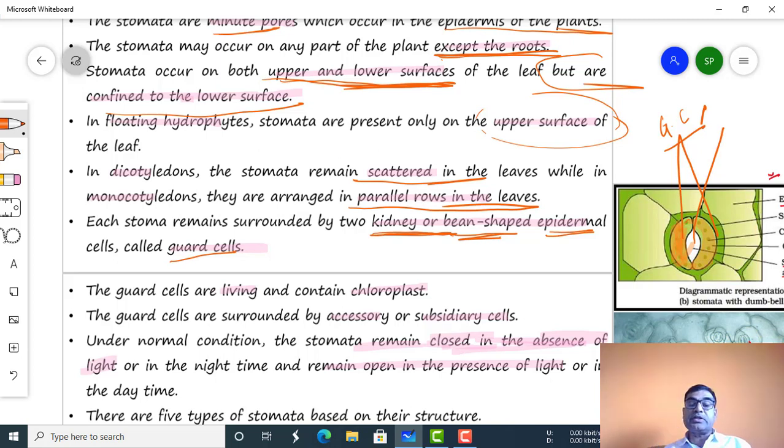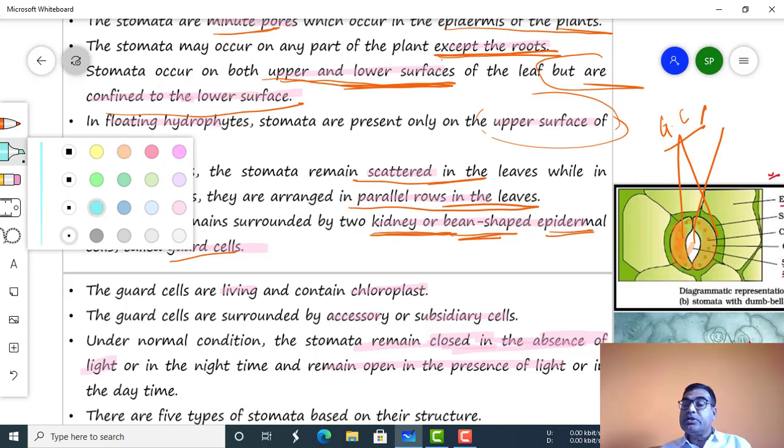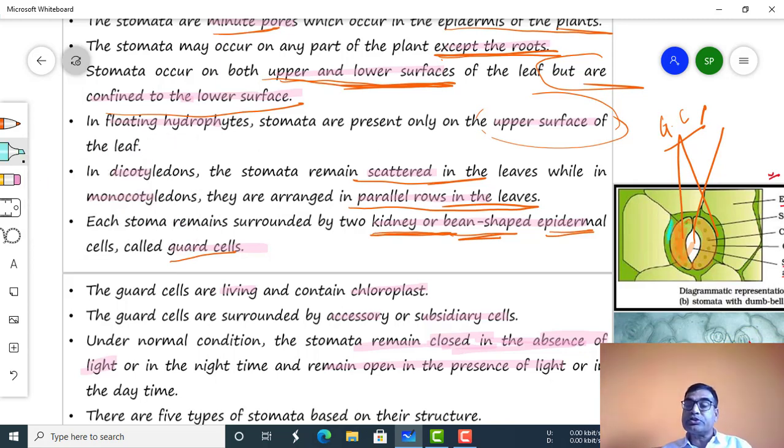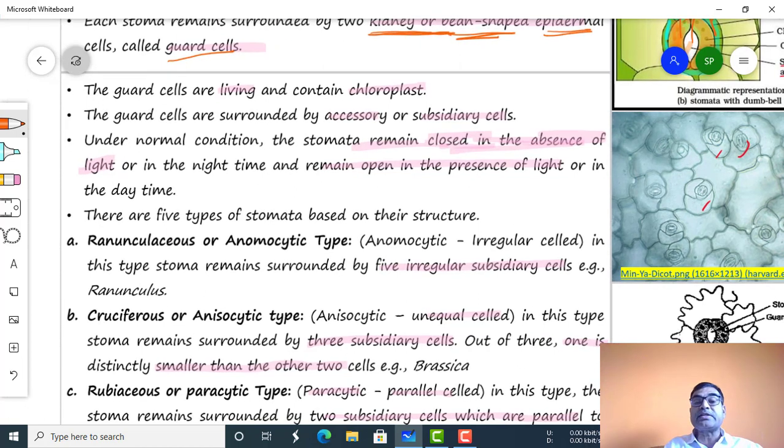Guard cells are surrounded by subsidiary cells. Which are the subsidiary type of cells? If you see here, these greenish colored structures are the subsidiary type of cells. So these are the accessory cells or subsidiary cells. The guard cells are surrounded by accessory or subsidiary cells.